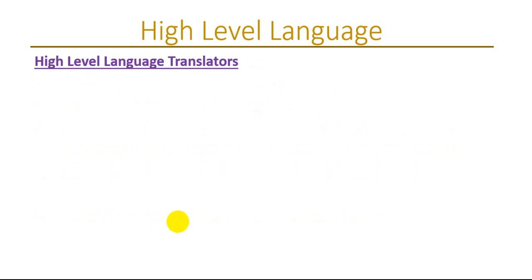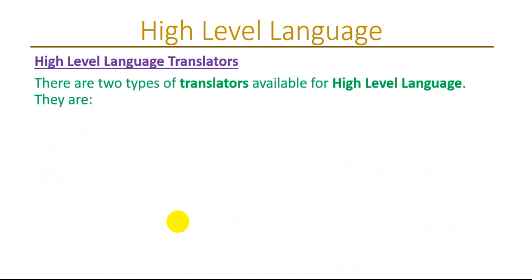Then we look at high-level language translators. Now, I didn't go into detail up to this point, so let's see. There are two types of translators available for high-level language. One is called a compiler. When I say compiler, it's a translator, remember, okay? Then the other is called an interpreter, again a translator.